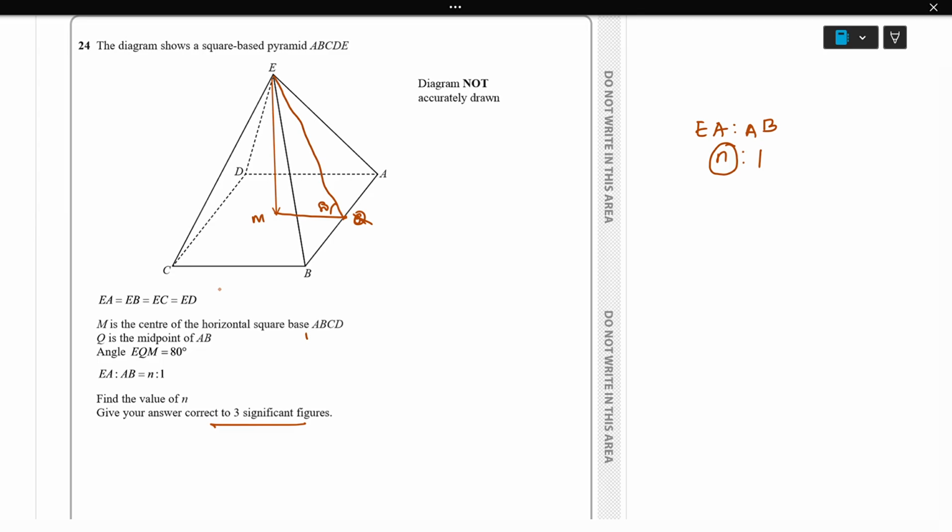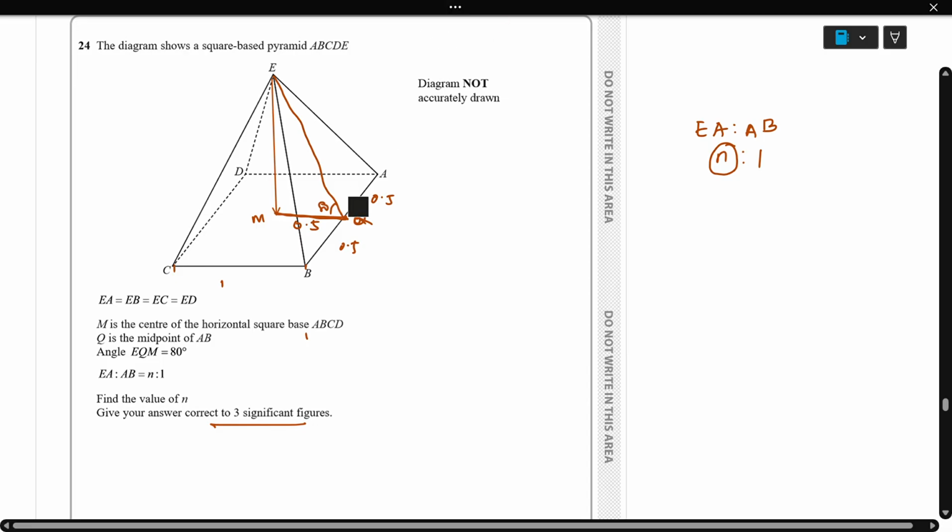So all the sides are going to be 1 because it's a square. So this is 0.5, then here is 0.5 because Q is the midpoint. This entire length here to here is 1, so the half is 0.5. This is half the way around because M is the midpoint. So here is 0.5, this length, and here is 80.